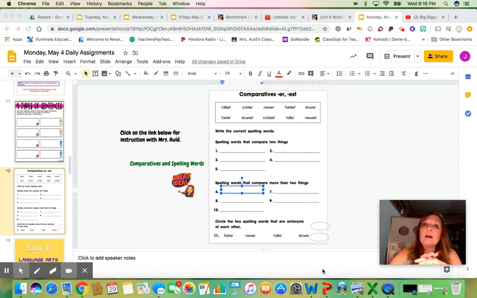Okay, so an example would be big. That's my adjective, right? Bigger, I'm adding ER. That's the suffix ER at the end of the word, bigger. And then I'll add the suffix EST if I'm comparing three things. Okay, watch real quick.